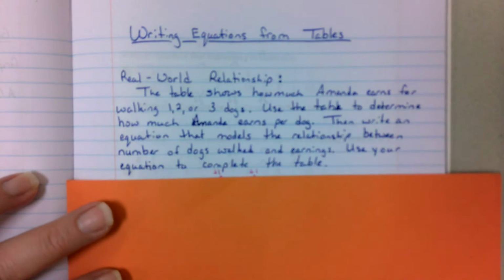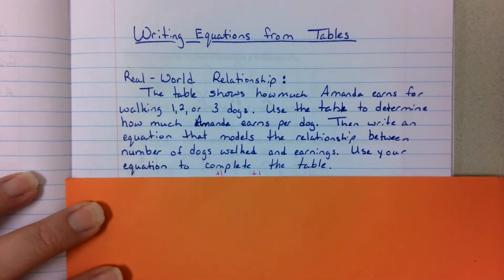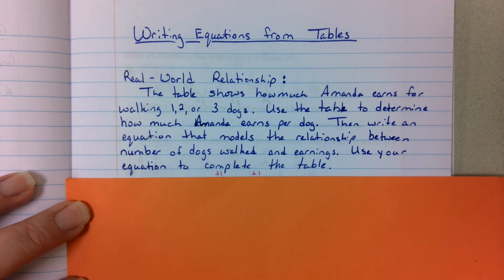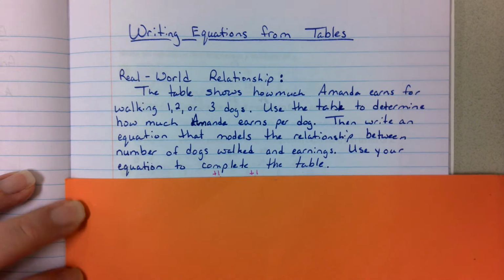All right, we're going to do some more review today, and we're going to look at writing equations from tables. So first I'm going to show you a real-world relationship. It says the table shows how much Amanda earns for walking 1, 2, or 3 dogs. Use the table to determine how much Amanda earns per dog. Then write an equation that models the relationship between number of dogs walked and earnings. Use your equation to complete the table.